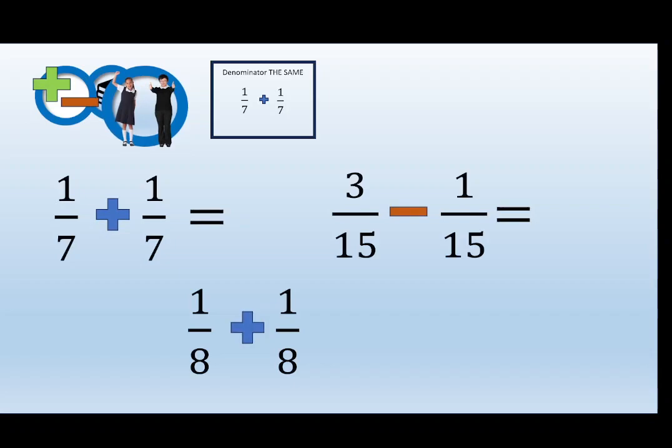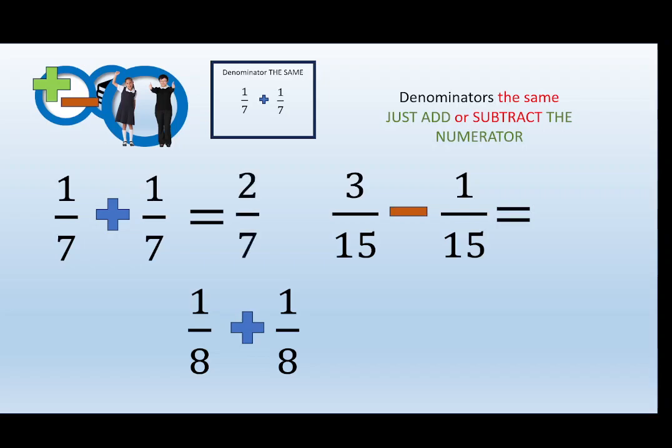3 questions for you to look at. 1/7 plus 1/7. Denominator is the same. What do I do? Well, denominator is the same, so I'm going to add the numerators, and there we go. 1 plus 1 is 2.